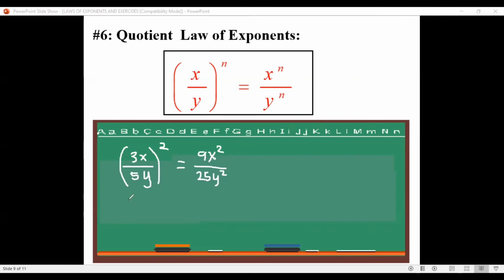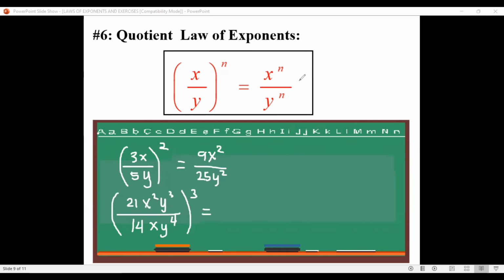Okay, another example. Suppose you have 21 x squared y raised to the third power, all over 14 x y raised to the fourth power, and we are trying to raise this to the third power. If you are given problems like this, it will be wise to simplify first the terms inside the parentheses. So let's try to look for the simplified form.